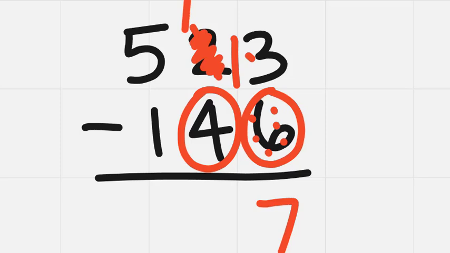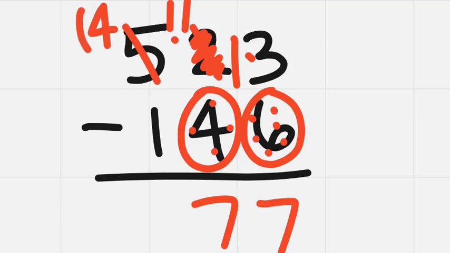So, because the big number's on the bottom, we have to borrow. That 1 becomes an 11, and the 5 becomes a 4. It's the exact same process. Even though we have to do it twice, we follow the same steps. Now let's count. 11, 10, 9, 8, 7.